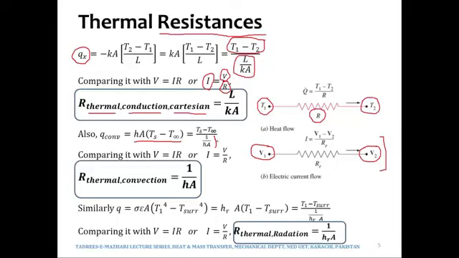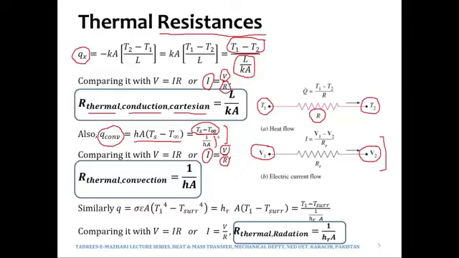If we then compare this equation with V is equal to IR, or I is equal to V over R, we will realize that the quantity that flows in electrical circuits is the current, whereas the quantity that flows in thermal circuits is the heat. Current flows due to potential difference, voltage difference, whereas the heat will flow due to the temperature difference, which is there in the numerator, Ts minus T infinity.